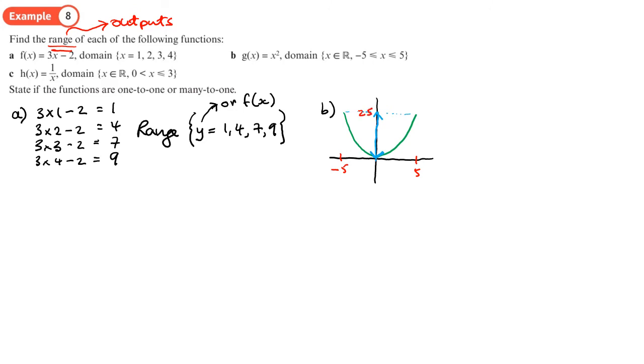So my range, and we'll use f of x this time, or g of x, is going from, well, you can say that it's all real numbers, but those numbers go from greater than or equal to 0, up to 25.